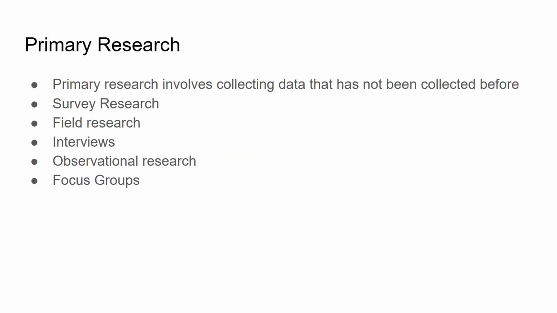So primary research involves collecting data that has not been collected before, which means it's not on the internet. You can't go out and get it. You have to, in a sense, create this data. The way it works is you just go out and do it, right? There's nothing to it but to do it, as they say.